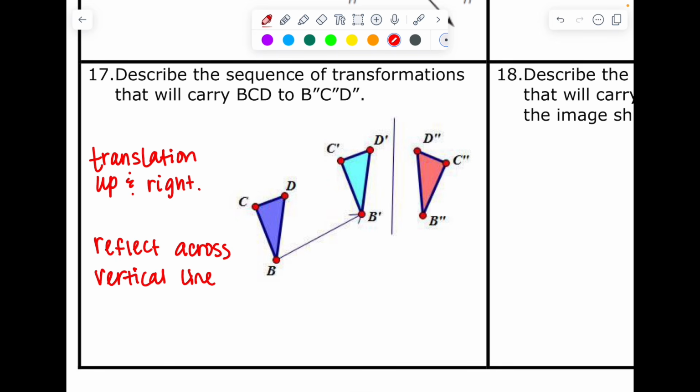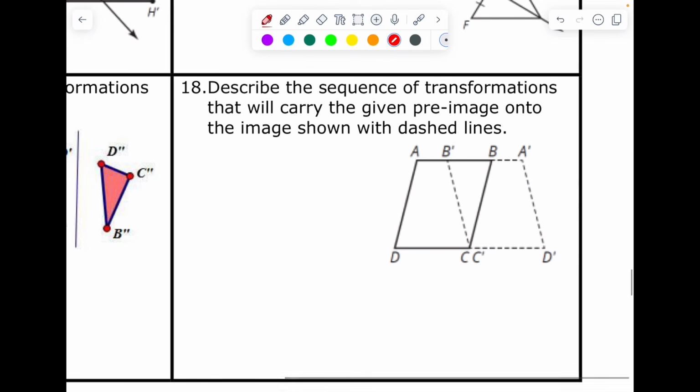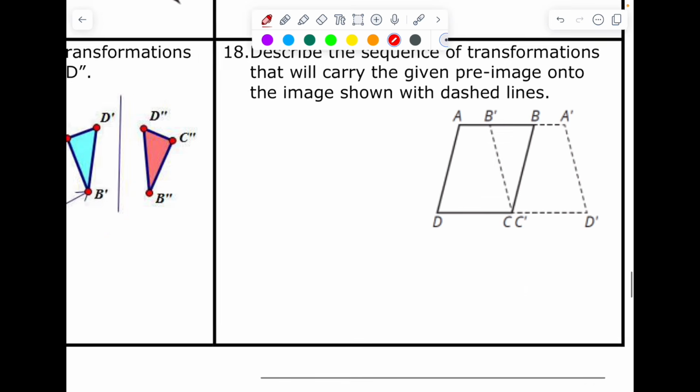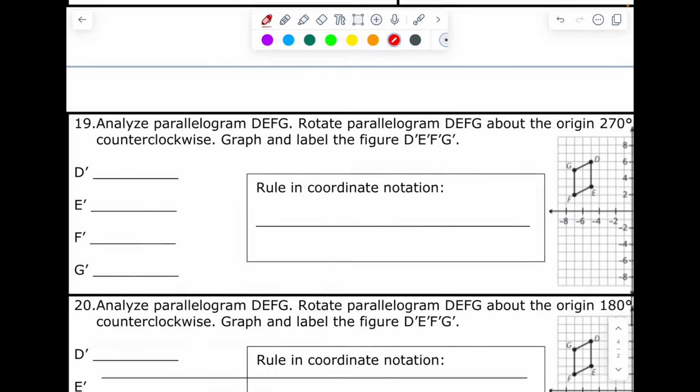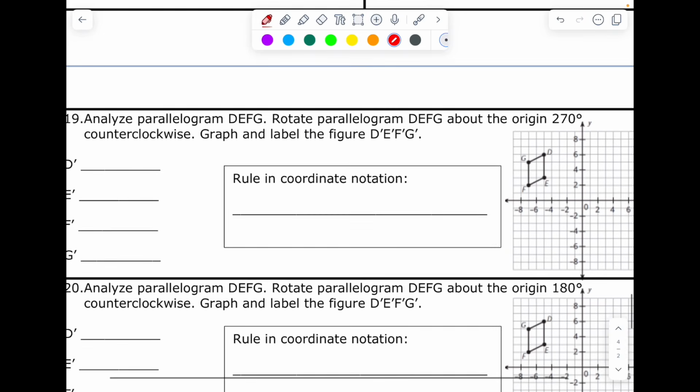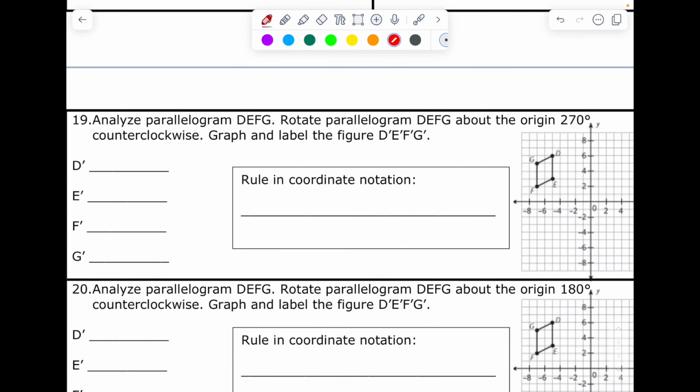Okay, go ahead and try number 18. Number 19, analyze this parallelogram, rotate about the origin 270 degrees counterclockwise, graph and label. All right, great, let's do it.